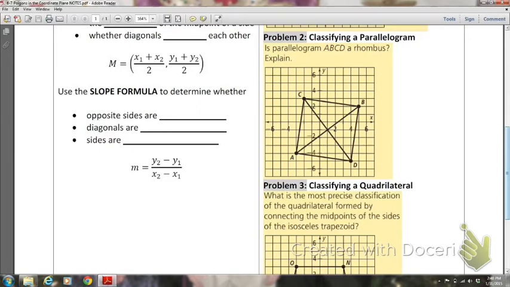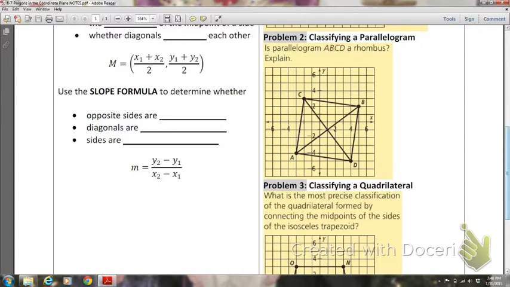In problem 2, we need to classify the parallelogram and indicate whether it is a rhombus or not, and explain why. One of the properties we learned about a rhombus from the last lesson was that the diagonals of a rhombus are perpendicular. So let's look at the slopes of these diagonals. If they have opposite reciprocal slopes, that means they're perpendicular, and that'll prove it for us.